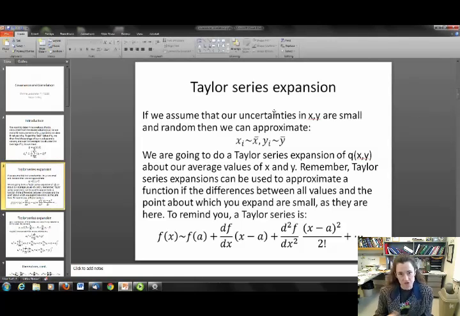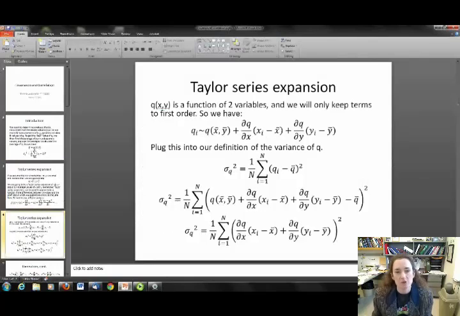Now to remind you, just in case you've forgotten, you can use Taylor series expansions to approximate a value as long as the differences between all your values and the value about which you're going to expand, in this case our average values, are small. In that case, a Taylor series expansion is defined as it's defined here. f of x is approximately equal to f of a, where a is the value about which we're expanding, plus the first derivative of your function with respect to x times x minus a, plus the second derivative of your function times x minus a squared over 2 factorial, and then the sum goes on and on. So that's a Taylor series.